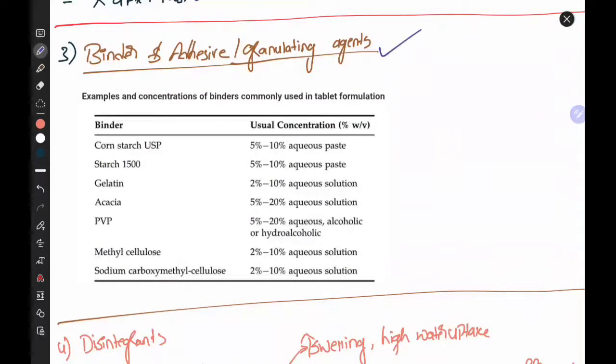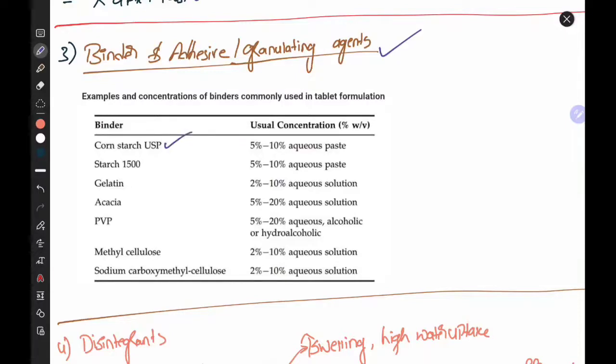The next excipients used are binders and adhesives, or granulating agents. What they do is form adhesion between the particles in a given powder, or you can use them as a granulating agent. What is a granulating agent? It tries to form granules. What are granules? Aggregations of particles.